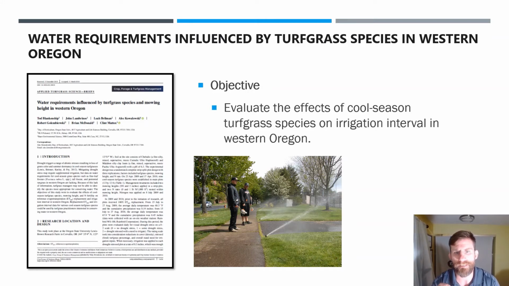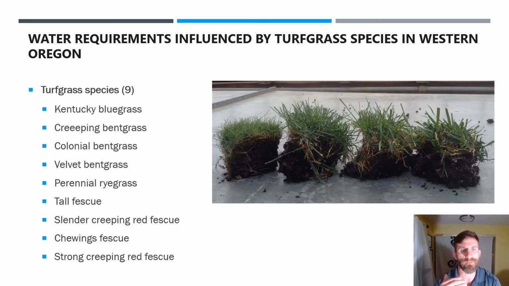Okay, so the objective of this project was to evaluate the effects of cool season turfgrass species on irrigation interval in Western Oregon. So for this project, we had 9 different turfgrass species: Kentucky bluegrass, creeping bentgrass, colonial bentgrass, velvet bentgrass, perennial ryegrass, tall fescue, and then slender creeping red fescue, chewings fescue, and strong creeping red fescue.